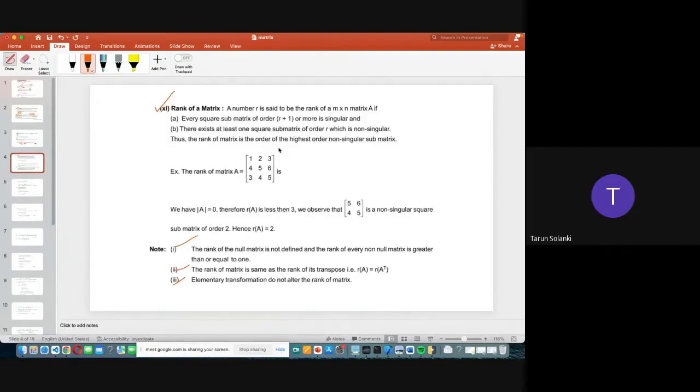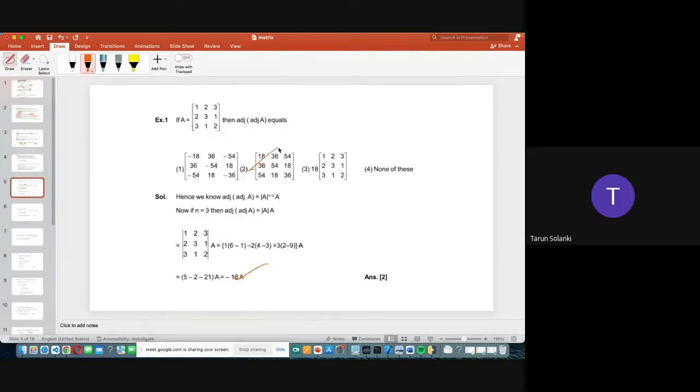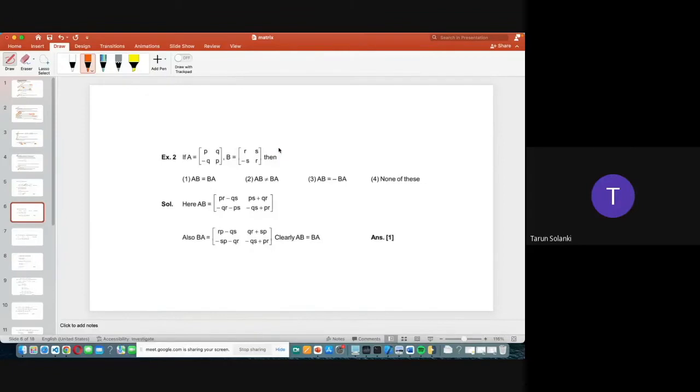So with these properties, we have finished the chapter. Only the example part is left out. The first example we have seen. Now let's move to the second one. In the second one, a 2 into 2 matrix A is given, which is p, q, and minus q, p. And one more 2 into 2 matrix B is given, which is r, s, and minus s, r. You need to find whether AB equals BA, or AB is not equal to BA, or AB equals minus BA, or none of these.